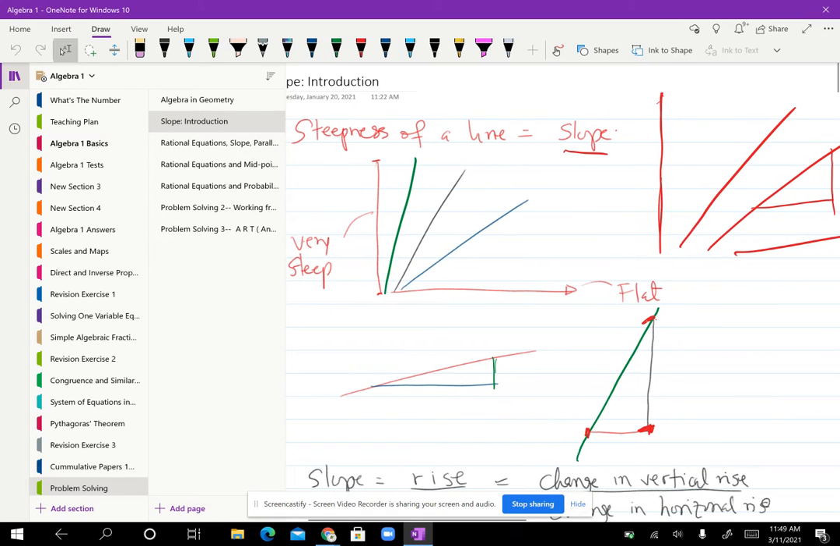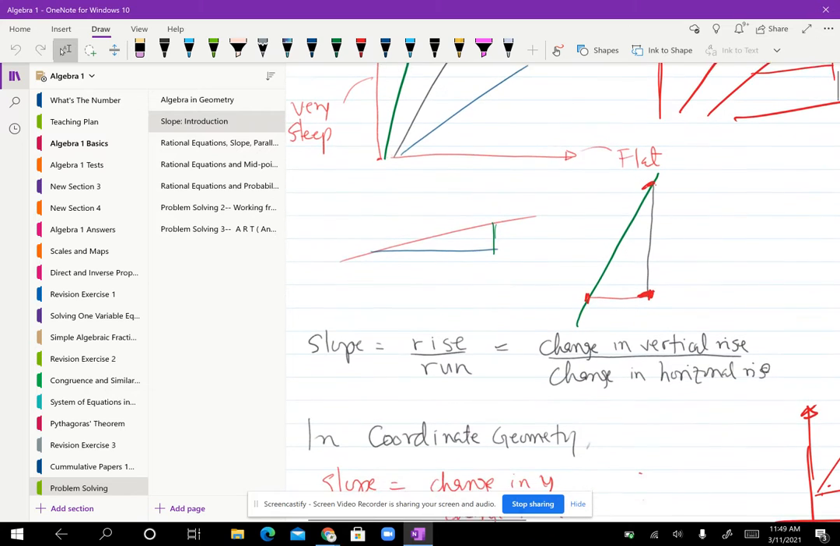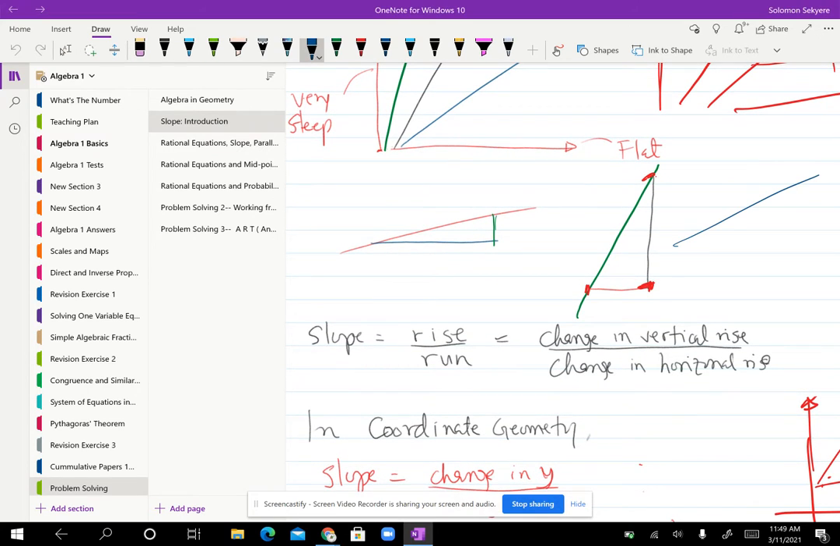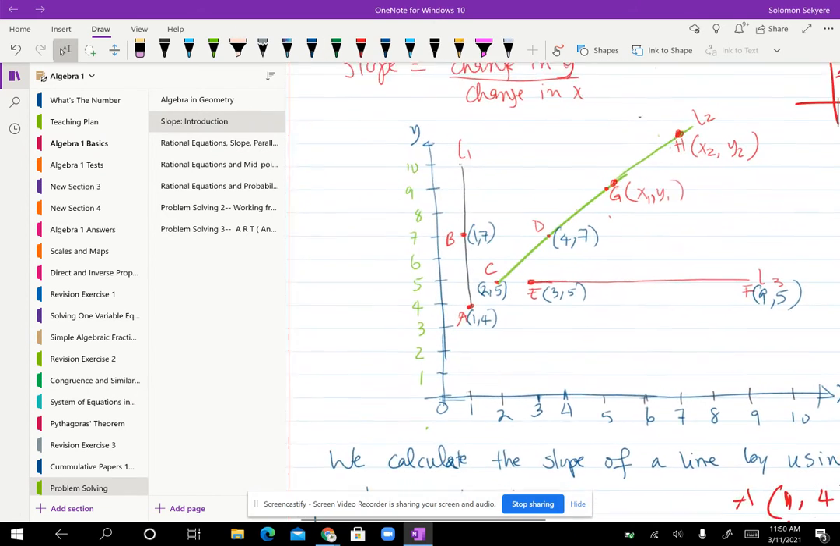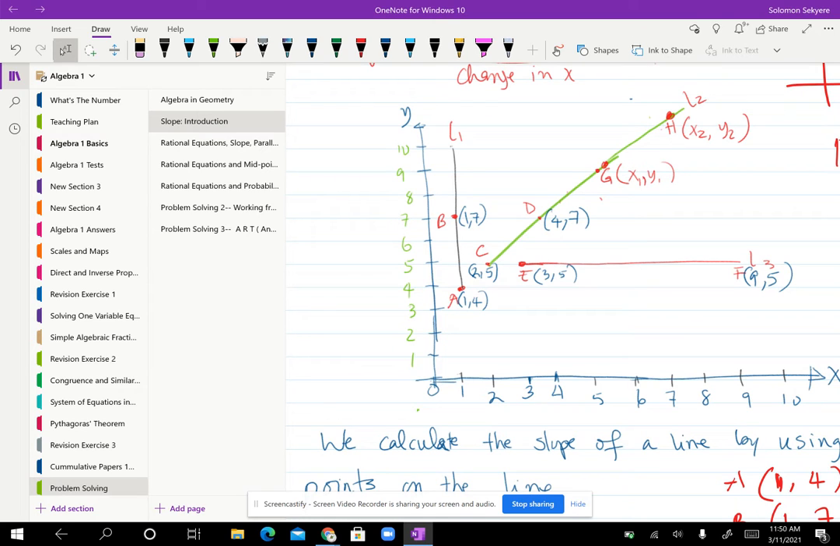How do we calculate the slope of a line? If you have a line like this, then you have the rise, the change in the vertical distance, divided by the change in the horizontal distance. That is slope. So to find the slope of a line, you need 2 points in the XY plane.